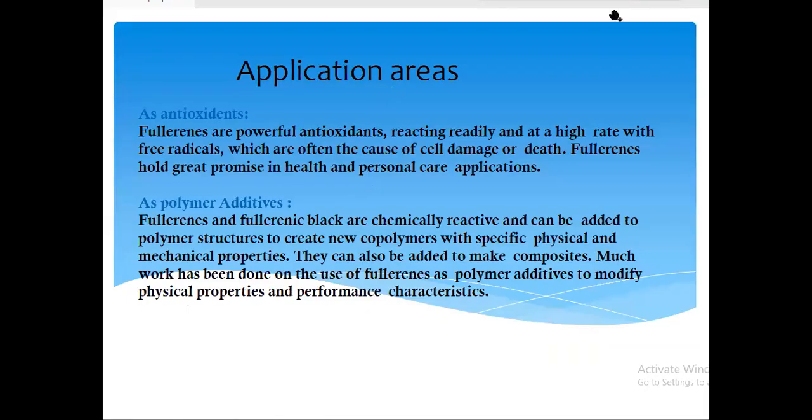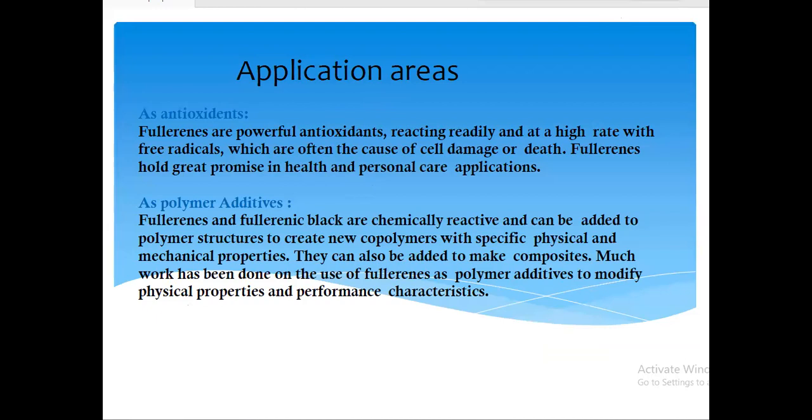What are the application areas of C60 Buckminsterfullerene? It is used as an antioxidant. Why? Because fullerenes are powerful antioxidants, reacting readily and at a high rate with free radicals. A free radical is a carbon with one extra electron, as in the picture, and free radicals are often the cause of cell damage or death.